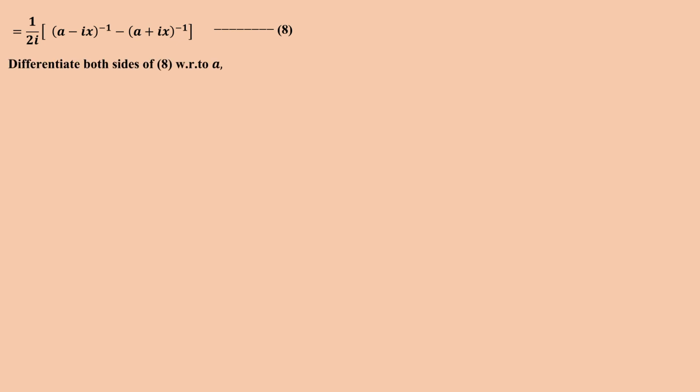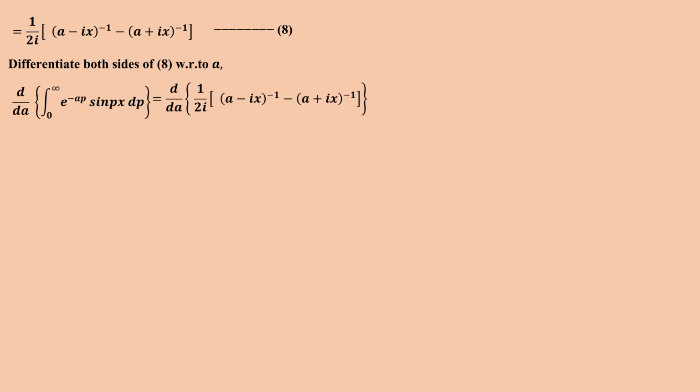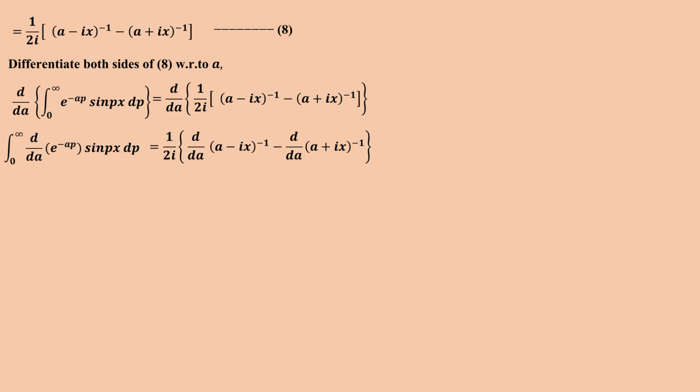Now differentiate 8 with respect to a. So d by da of integral 0 to infinity e power minus ap sine px dp is equal to d by da of 1 by 2i times a minus ix power minus 1 minus a plus ix power minus 1. Without loss of generality, we are taking the differentiation inside the integration. So integral 0 to infinity, the differentiation is with respect to a. With a there is only one term, that is e power minus ap. So d by da of e power minus ap, then sine px dp, is equal to 1 by 2i, which is constant.